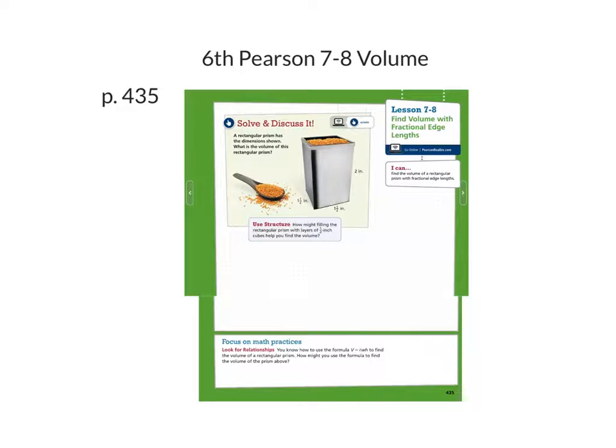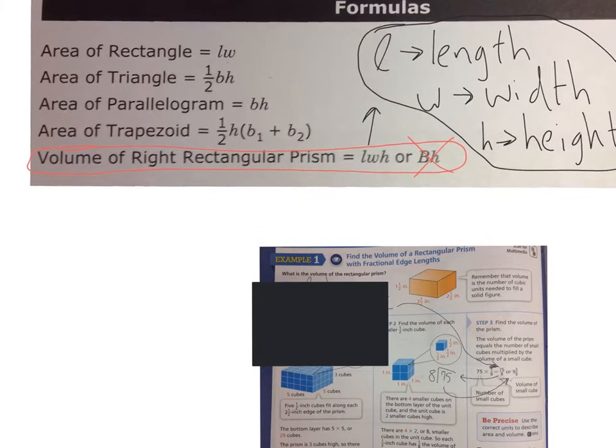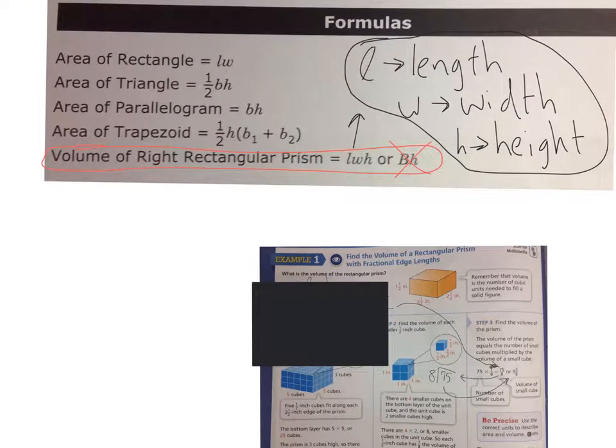Lesson 7-8, we're going to look at volume of rectangular prisms. It starts on 435, and you're not going to be given a formula. You're going to have to memorize this formula for volume of rectangular prisms. So in the past with the ISTEP, there was a reference sheet that was given to you, and they actually gave you the formula for the volume of a rectangular prism. Like I said, this will not be given to you.